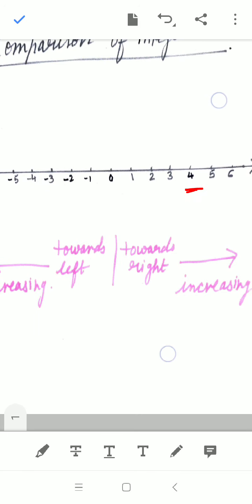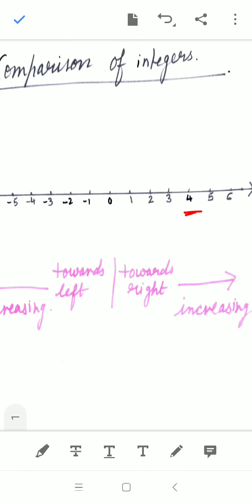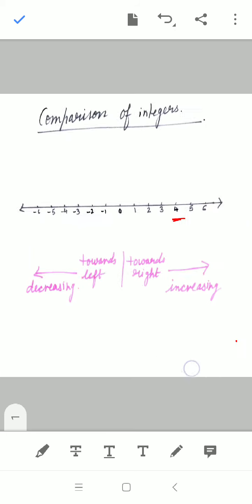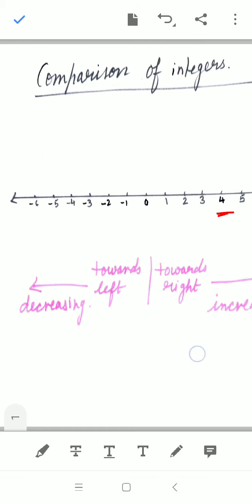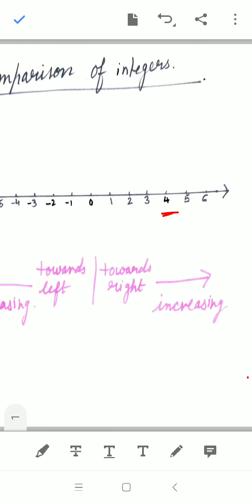Now, what is the rule for integer comparison? As we move towards the right of the number line, we keep on getting bigger numbers. And as we move towards the left of the number line, we keep on getting smaller numbers. So let us take an example, 4.